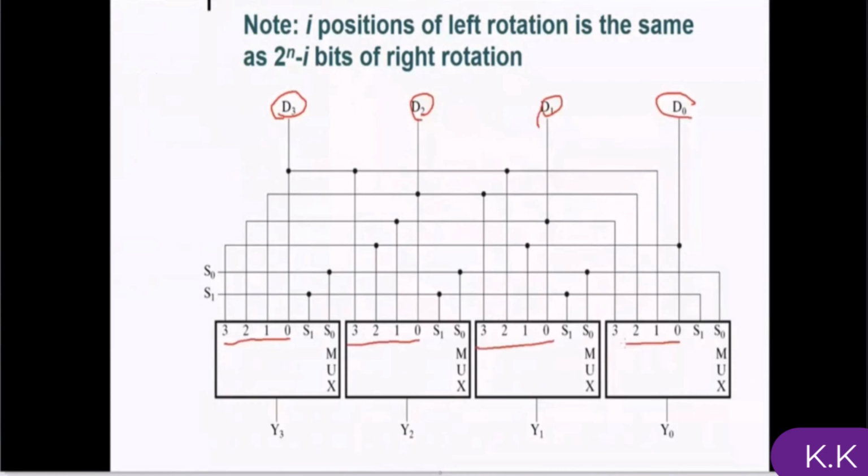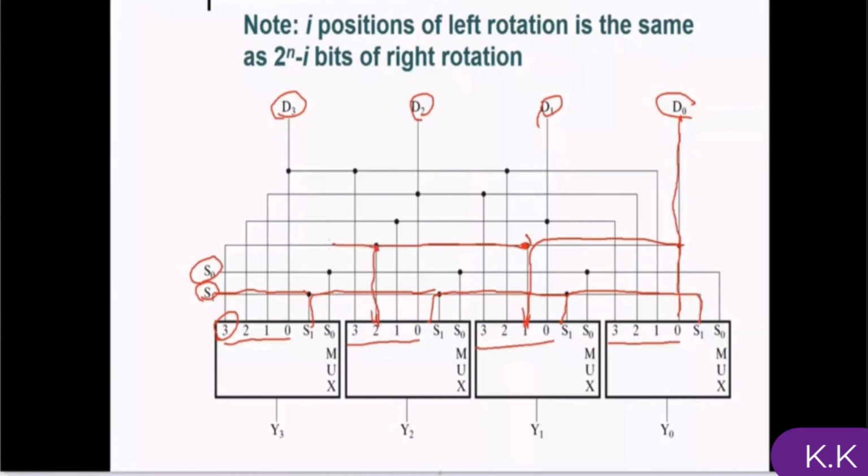Let me show you the circuit of the barrel shifter. So we have 4 inputs: the 3, the 2, the 1 and the 0. As you can see, we have 4 multiplexers. Each one has 4 inputs. And S0 is connected to all of them. So S1 is connected here and here and here. And this is the control signal S0 and S1.